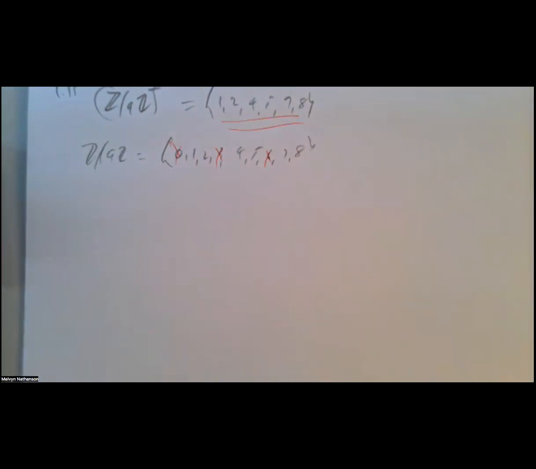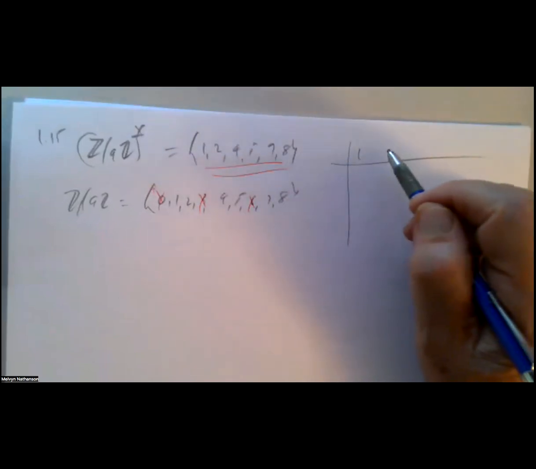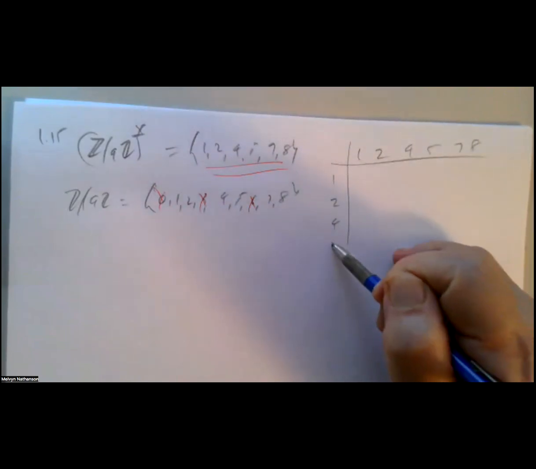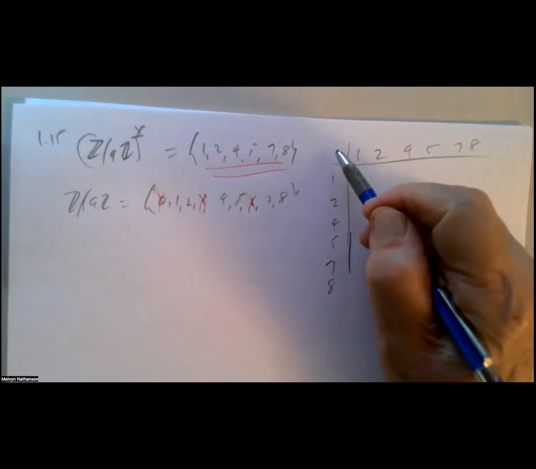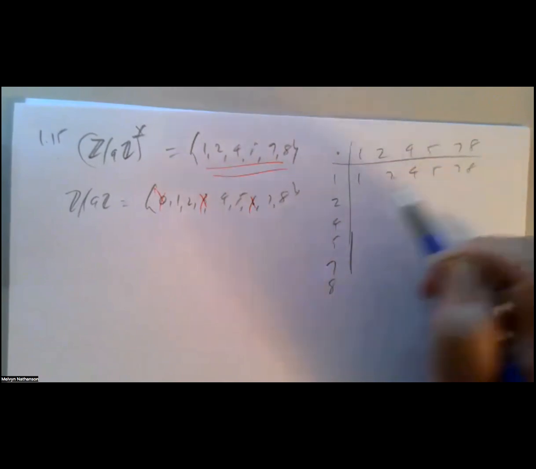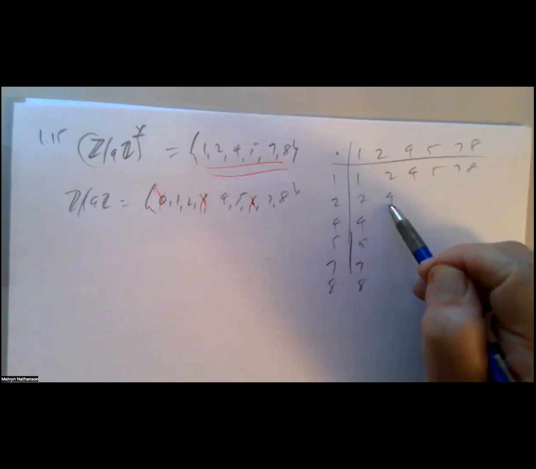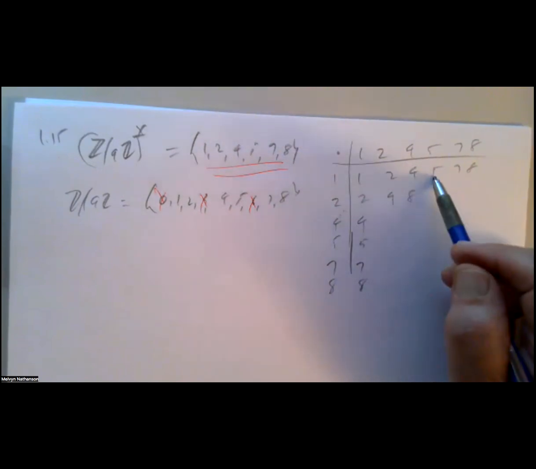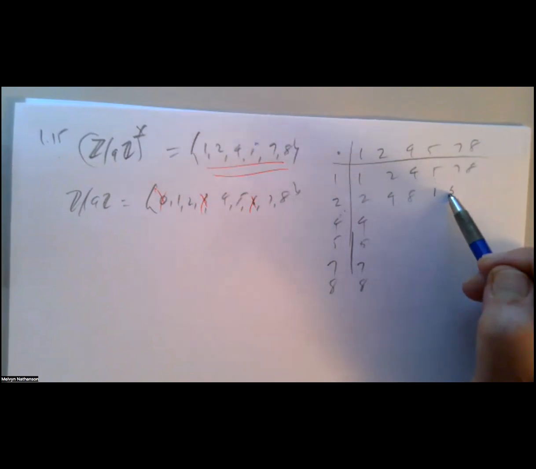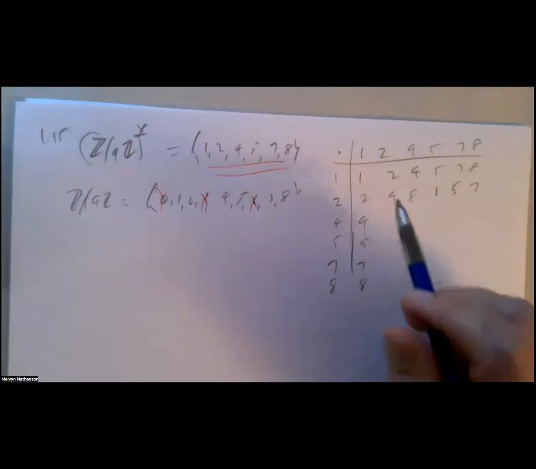So what is the multiplication table for the units? You just have to do all the calculations mod 9. 1, 2, 4, 5, 7, 8 across the top and down the side. We're multiplying mod 9. So 1 times anything is just the anything, it doesn't change. 2 times 2 is 4. 2 times 4 is 8. 2 times 5 is 10, which is 1 mod 9. 2 times 7 is 14, which is 5 mod 9. 2 times 8 is 16, which is 7 mod 9.